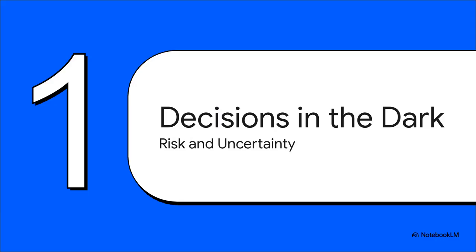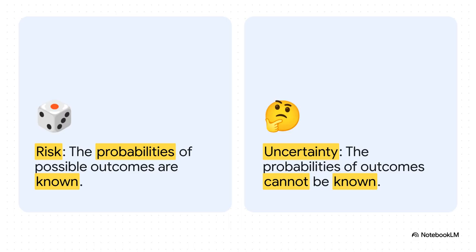Before we can draw our map, we've got to understand the terrain. And when you're making big decisions, that terrain is often pretty dark. It's filled with two big obstacles: risk and uncertainty. Now, these two words sound similar, but they are critically different. Risk is when you can actually assign probabilities to what might happen. Think of it like rolling a die. You know you've got a 1 in 6 chance of hitting a 4. Uncertainty, though, that's when you have no idea what the probabilities are. It's a complete unknown. And while there's not much we can do about pure uncertainty, we can build some incredible tools to navigate situations that involve risk.